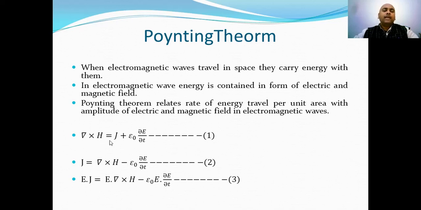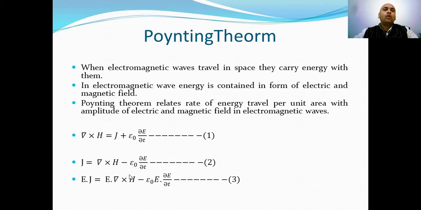of H is equal to J plus ∂D/∂t, where J is the conduction current density and ∂D/∂t, which can be written as epsilon naught ∂E/∂t, represents the displacement current density. So from this equation we can write that the conduction current density J is equal to curl of H minus epsilon naught ∂E/∂t.